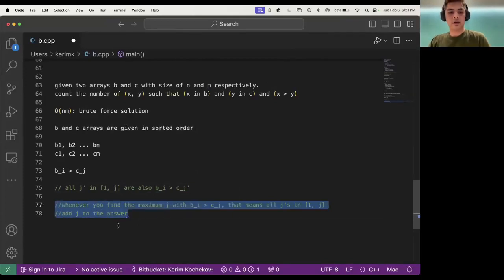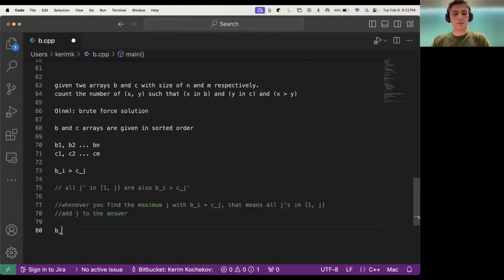And the good thing about array B being sorted is that we can see monotonicity in finding the j's. So whenever I find the maximum j for the ith position, let's say j1, in that case, if I jump to the i plus 1th position, I just go to the next element.